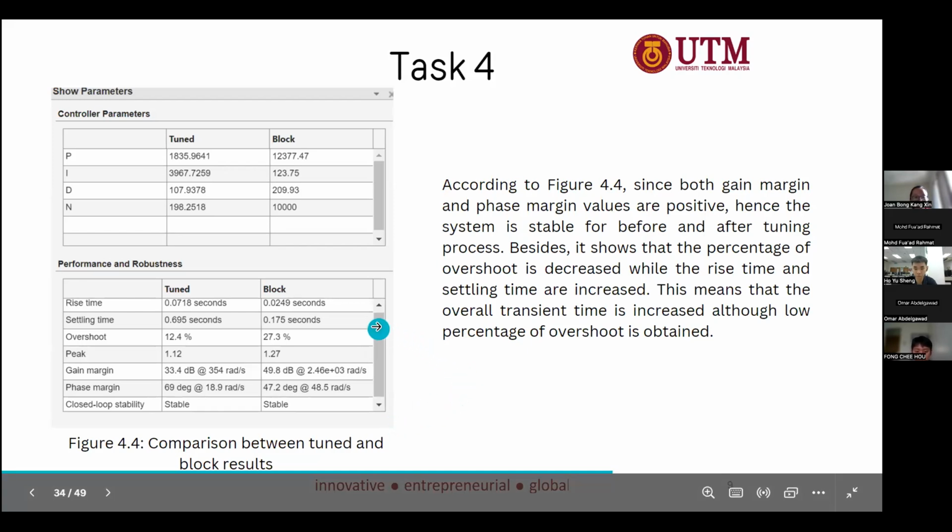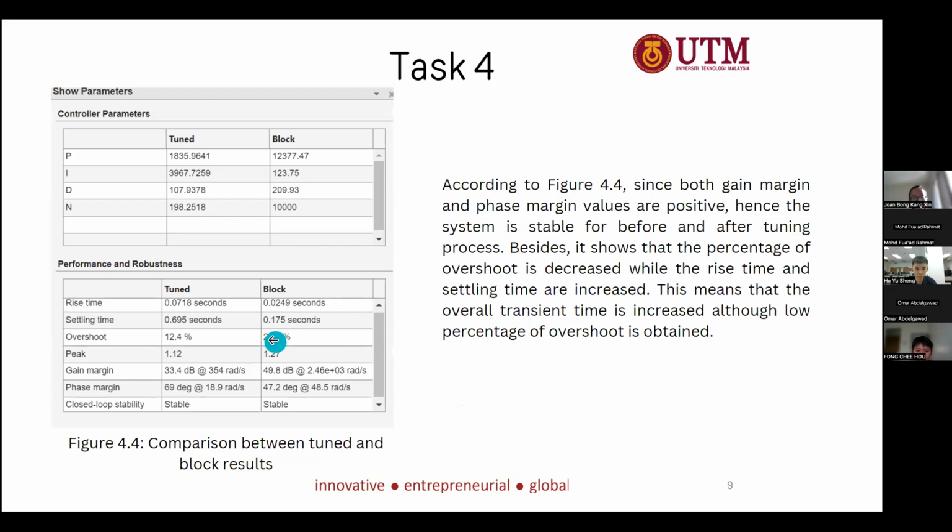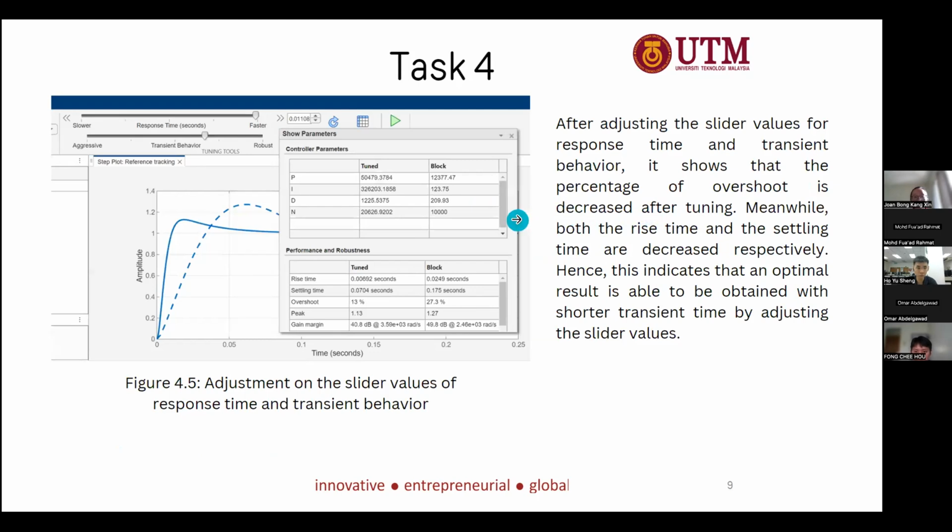Besides, it also shows that the percentage of overshoot has decreased from 27.3% to 12.4%. However, the rise time and settling time are increased compared to before tuning. So we can conclude that the overall transition time is increased, although a low percentage of overshoot is obtained, which means that it is still not an optimal result. Because of this, we adjust the slider values for response times and transition behavior. After this, the percentage of overshoot is also decreased, while both the rise time and settling time are decreased respectively. So it indicates that optimal results can be obtained with shorter transition time and low percentage of overshoot by adjusting the slider values.